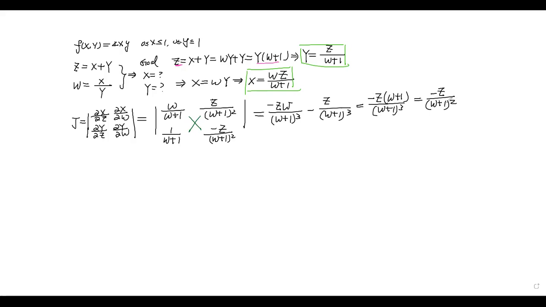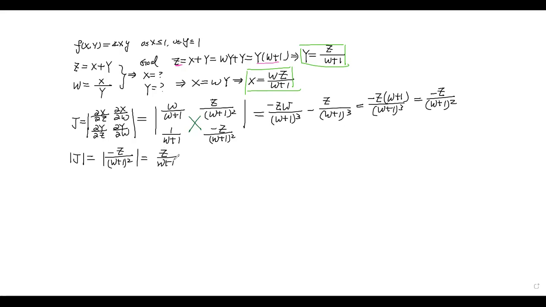To the square, right? So then I know the absolute value of the Jacobian will just be the absolute value of negative z over (w+1) squared. So this is z over (w+1)^2.